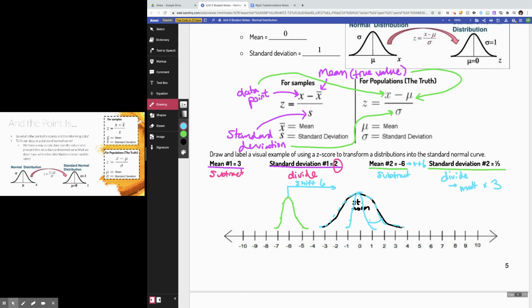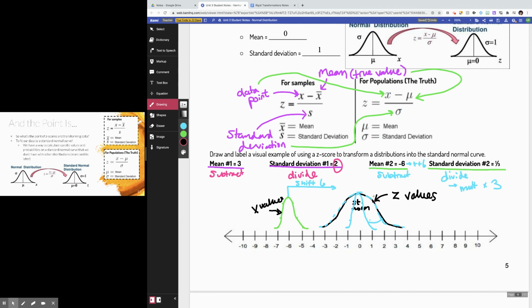Remember that essentially what you're doing here is you're taking X values. So these here are all X values. Once you convert them to the standard normal, they are Z values. But the relationships between the values stay the same. The distribution is the same. You're just changing what it looks like, moving it around and either making it skinnier or enlarging it.